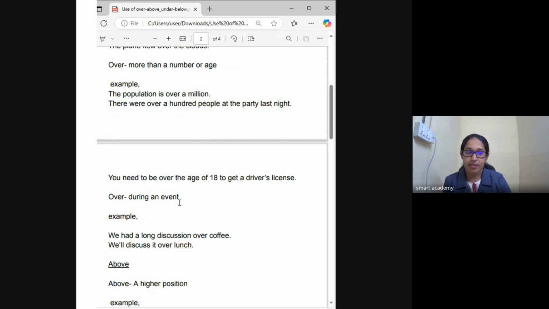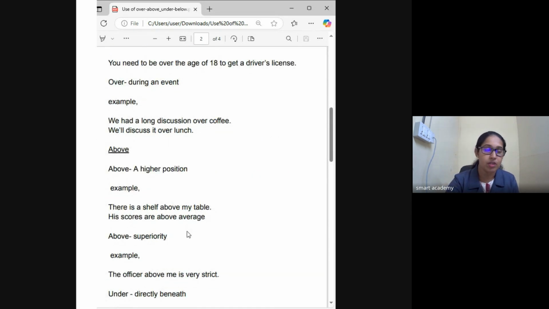The next one is above. What's the difference? Above means at a higher level, with no need to be in direct contact, direct touch. It could be at a higher level anywhere. We can use the preposition above, for a higher position or higher level.